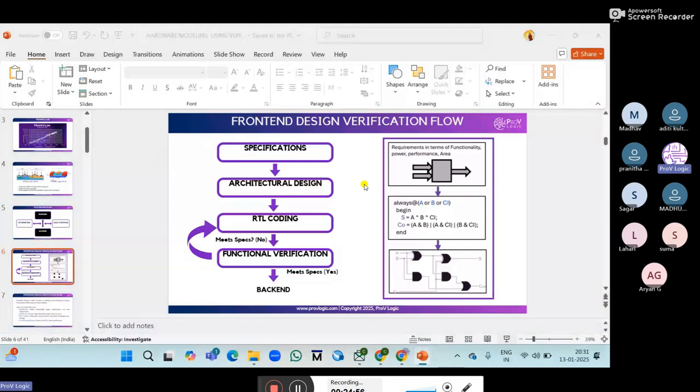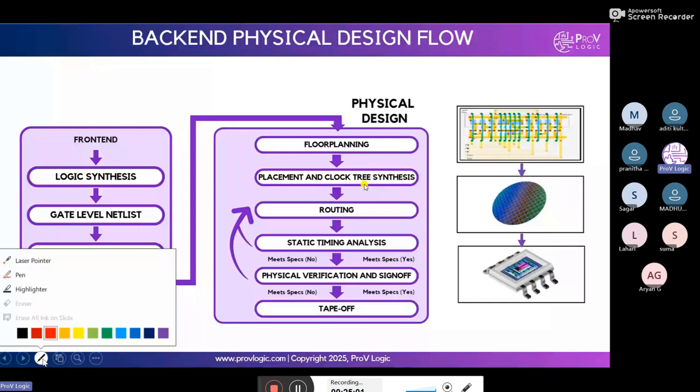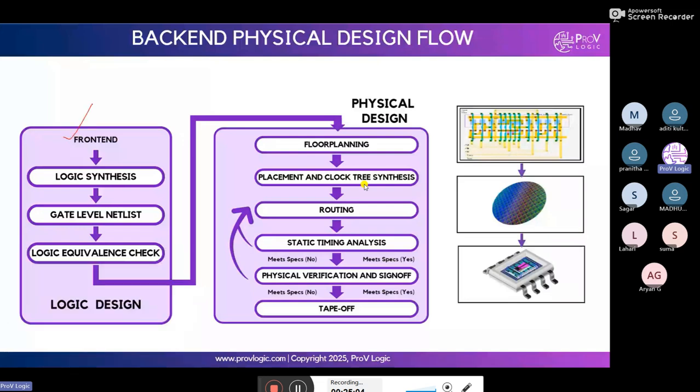Okay, fine. So coming to the backend process. In the backend, before going to physical design, there is logic synthesis. Synthesis is nothing but generating the circuit netlist, the gate level netlist. The circuit will be generated into the gate level netlist and we check the logic equivalence. That means whether the gates are connected properly or not, setup time, hold time, everything will be checked in the logic design and DFT. From node to node, point to point, we will check in the logic equivalence check.